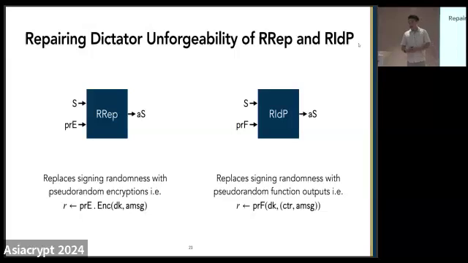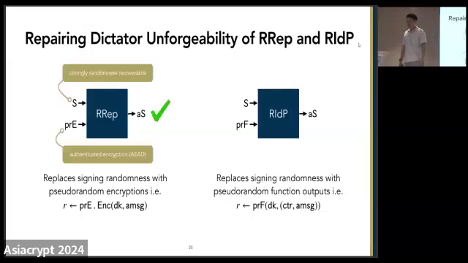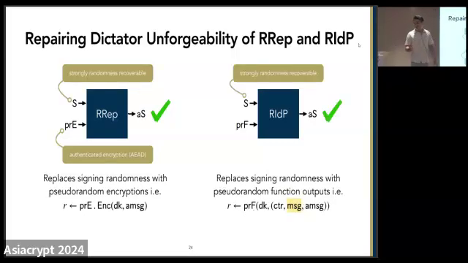However, we are able to show that RREP and RIDP, randomness replacement and randomness identification with PRF, are dictator unforgeable if we make some changes. The first one, if we have this strong randomness recoverable property, and if we use enough AEAD scheme as the components for randomness replacement, then we achieve dictator unforgeability. For RIDP, if we add the message to the PRF and have, again, the strong randomness recoverability property, then we get dictator unforgeability.